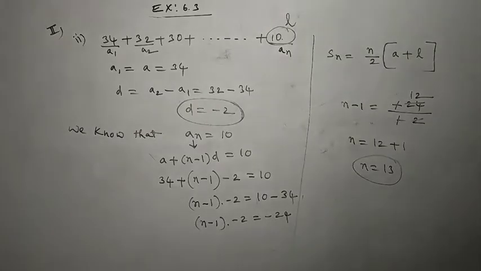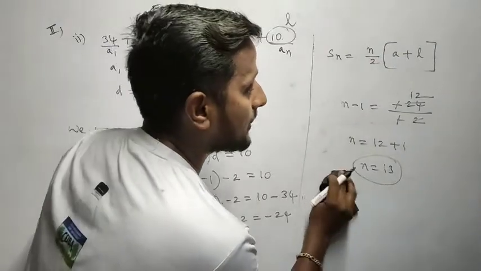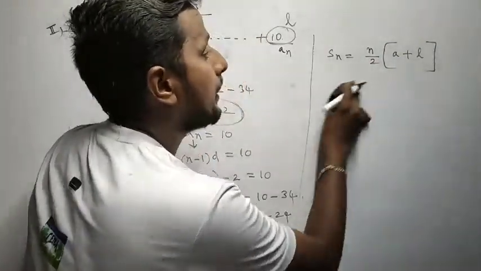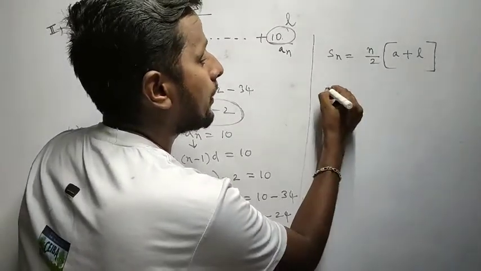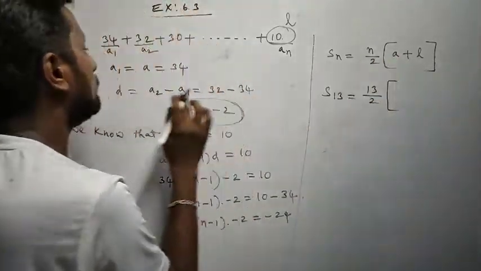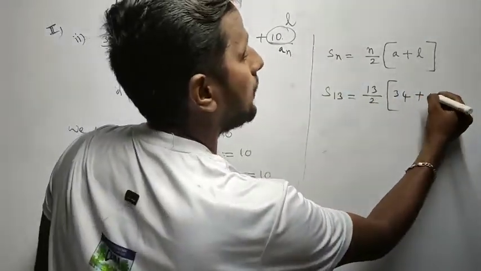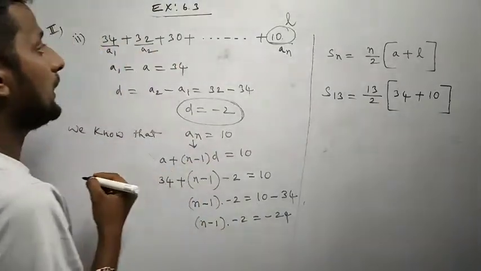Now we have to substitute the n value in the formula of Sn. What is Sn here? Sn here is the sum of the first n terms. Am I right? So if you substitute the value of n in the formula, can I erase it? Yes, I'll erase. The n value is 13, remember? So S of 13 is equal to 13 by 2, a value 34 plus last number 10, correct?